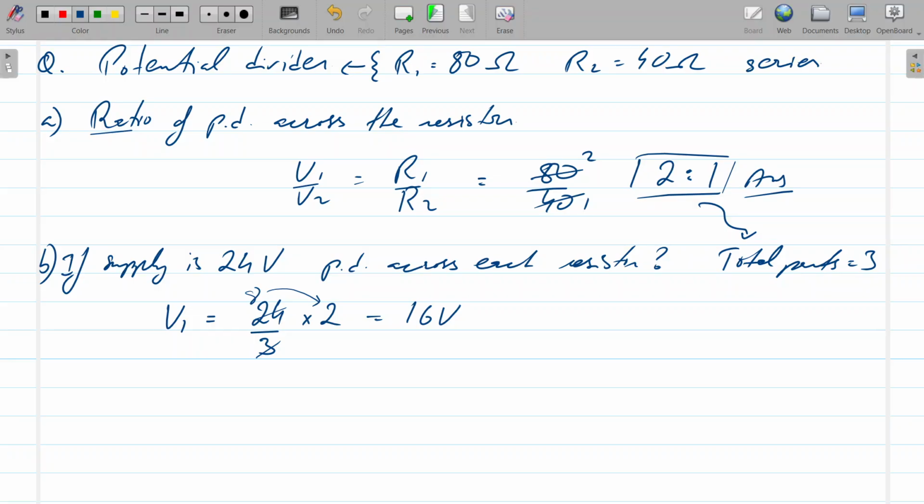Now we can obviously do V2 without the calculation, but we're going to show it. And so that is 24 over 3 multiplied by 1 part. Now multiplying it by 1 does nothing, but just to show that. And so you're getting 8 volts. Does this make sense? Yes. Are you sure? Yep. Okay.